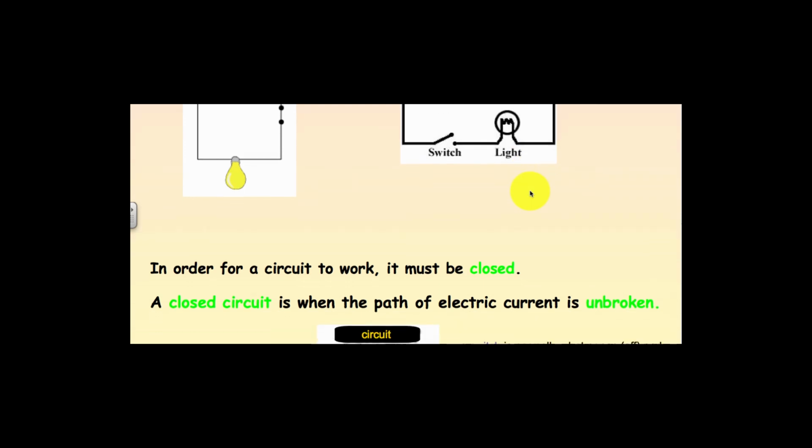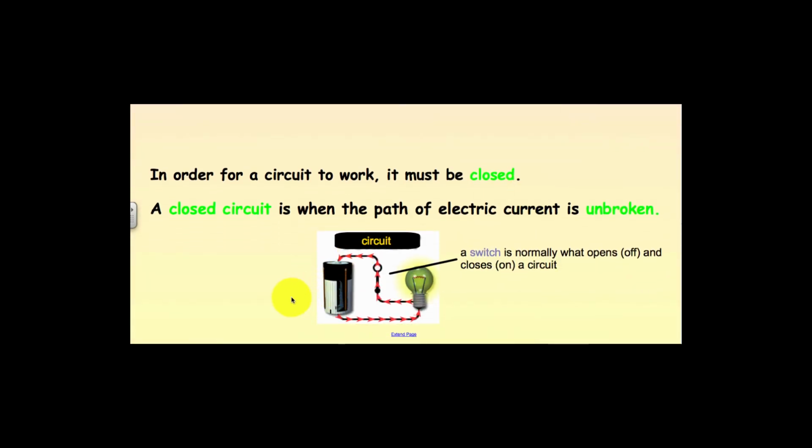And again, just to quickly revisit this part, because it's very important. In order for a circuit to work, it has to be closed. A closed circuit means that the electrical current path is not broken. The switch is what's responsible for opening and closing a circuit. So if the switch is open, the circuit is off because it's been broken. If a switch is closed, the circuit is on because now the electricity has a nice clear path to flow through.